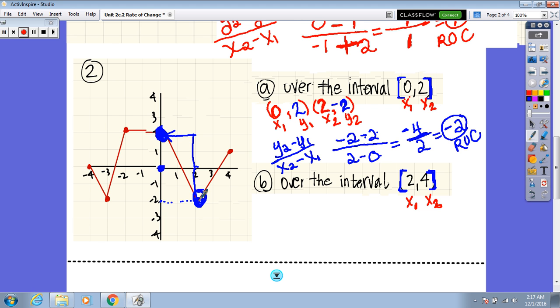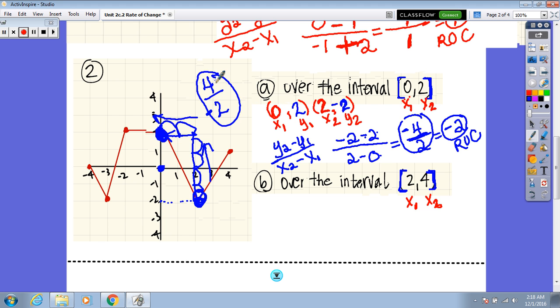Okay? So how many spaces do I have to rise to get from this dot to this dot? I have to rise 1, 2, 3, and 4. And since we went up, that is a positive 4. Okay? Then I have to run to the left, which we know is a negative direction. Okay? How many do we have to run? 1, 2.